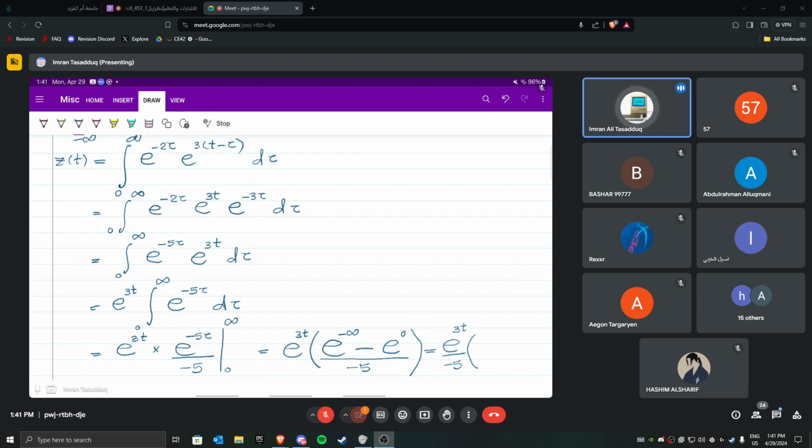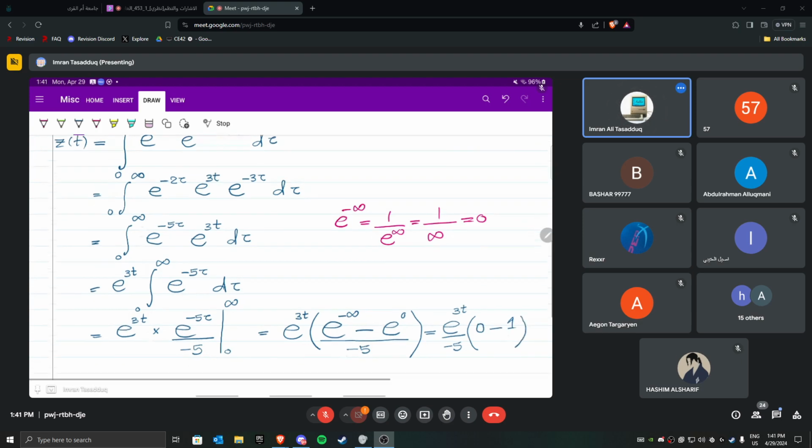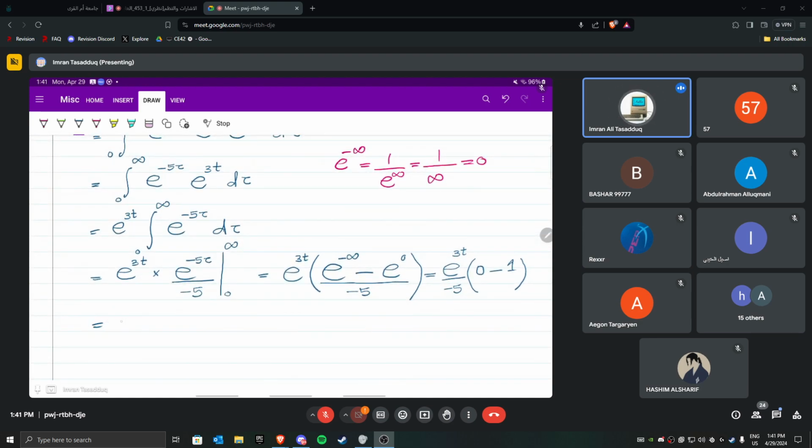Because if anybody does not recall, remember we did this. e to the power minus infinity is equal to 1 over e to the power infinity, which is equal to 1 over infinity, which is equal to 0. That's why this quantity is 0. Minus e to the power 0 is 1, right? And then this is equal to e to the power 3t divided by 5, and then I have to put a u of t to tell that this is only for positive values of t.